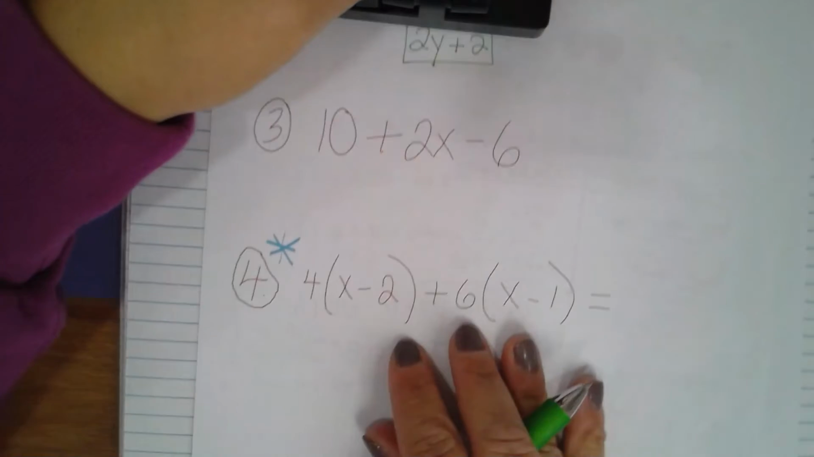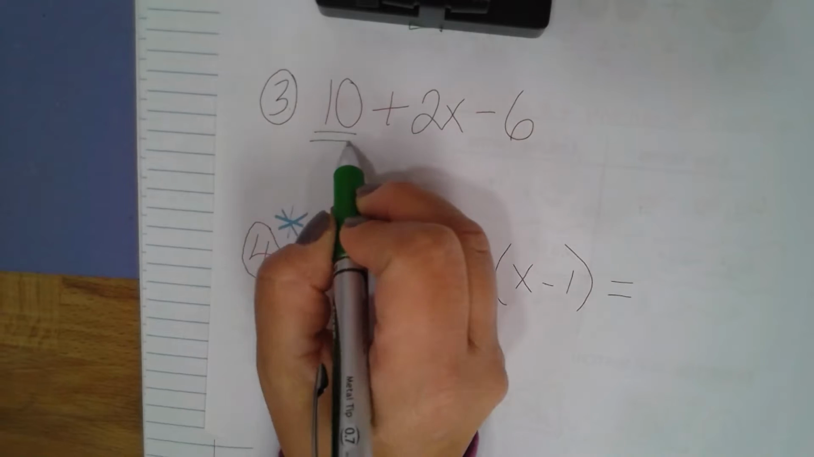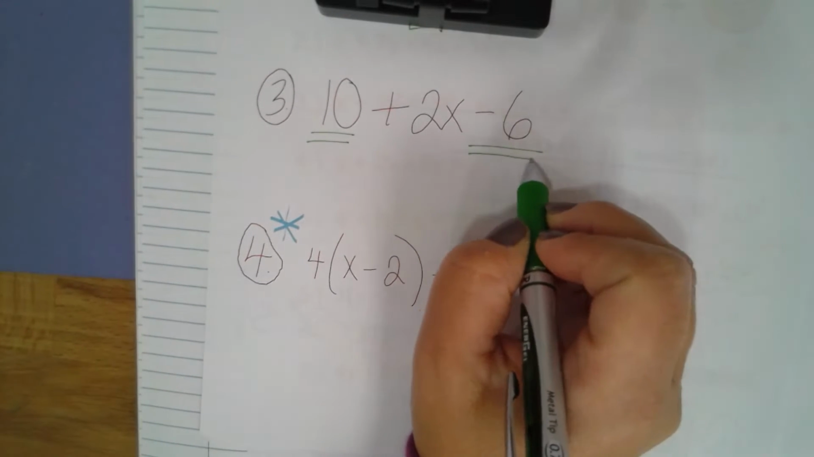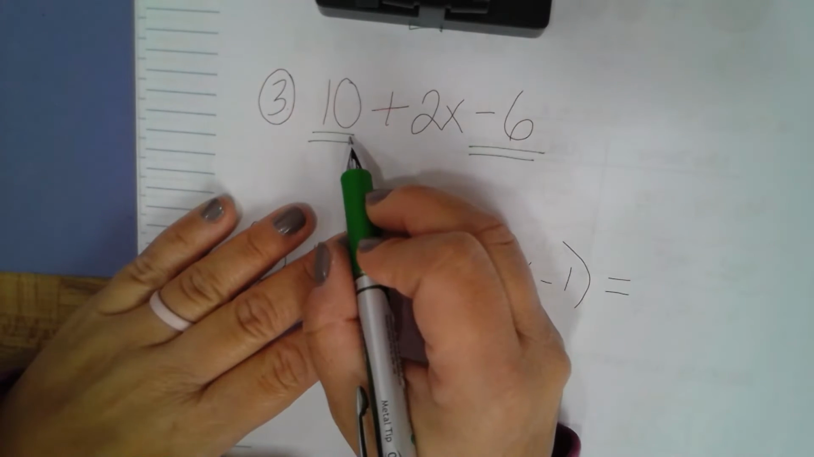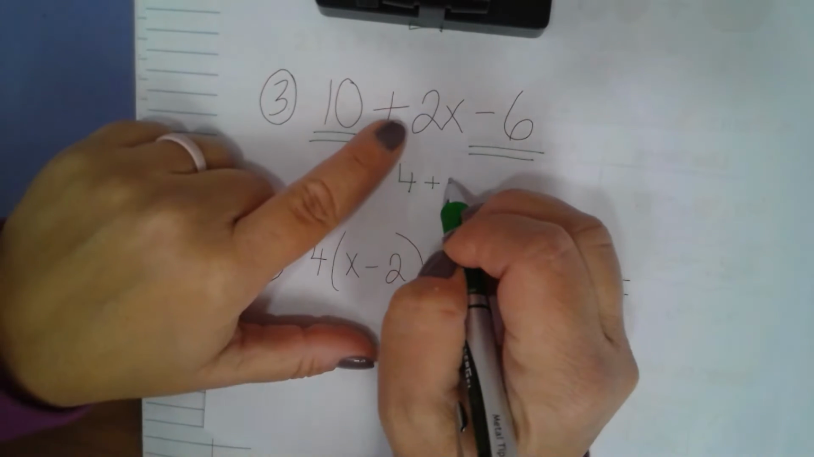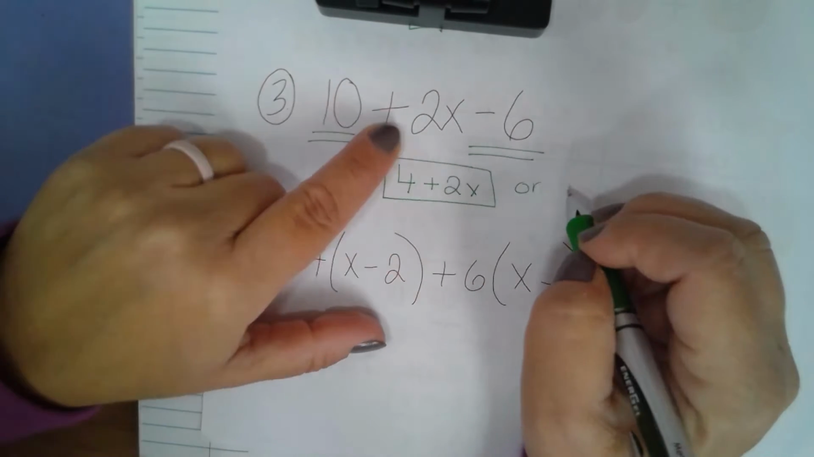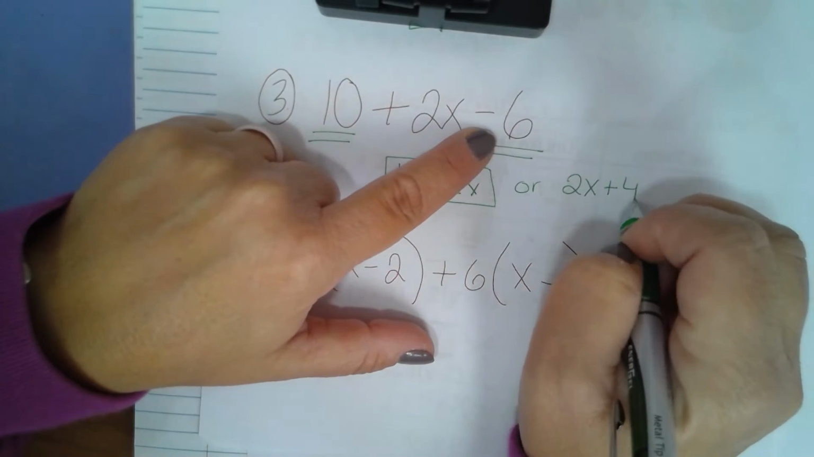And then this one, right, where are my like terms? I only have a 10 and a negative 6. So 10 minus 6 is 4. And then I have the positive 2x. Okay? Or you can write it as 2x plus 4.